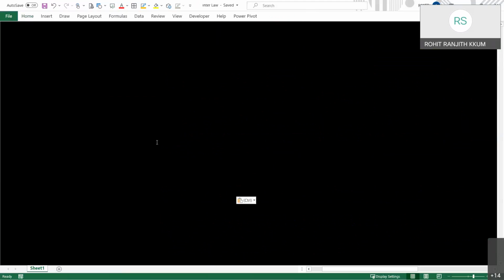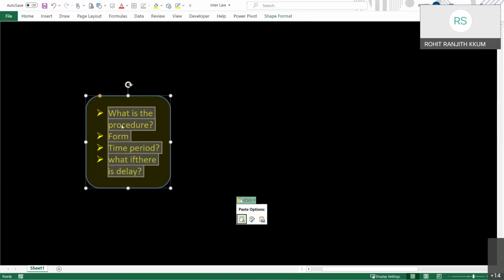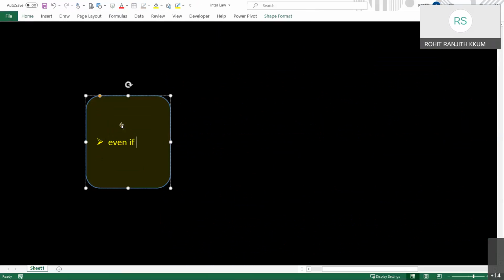So basically, the question is, even without intimation, can ROC satisfy the charge? And guys, this question was already there in one of the RTPs.